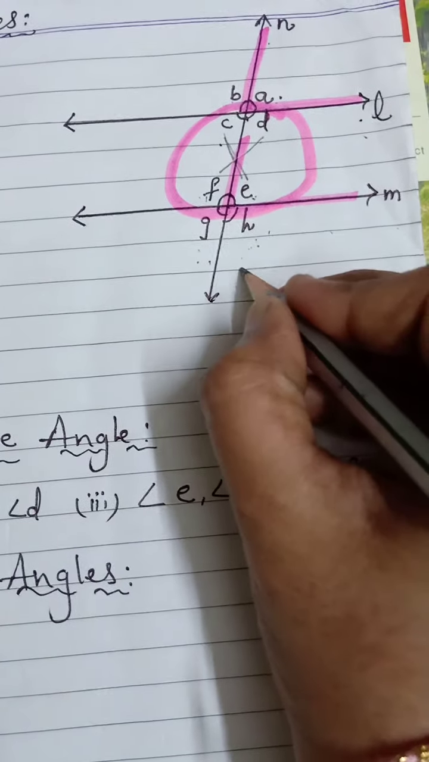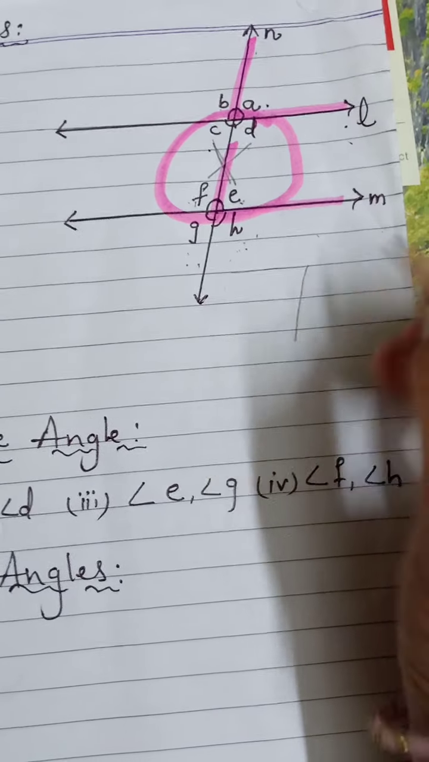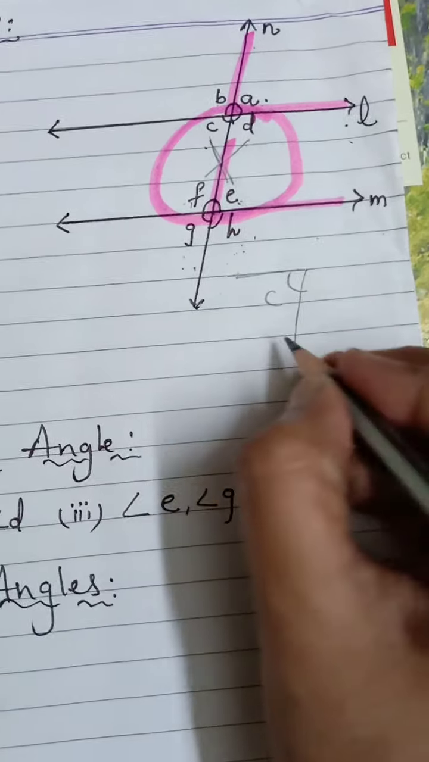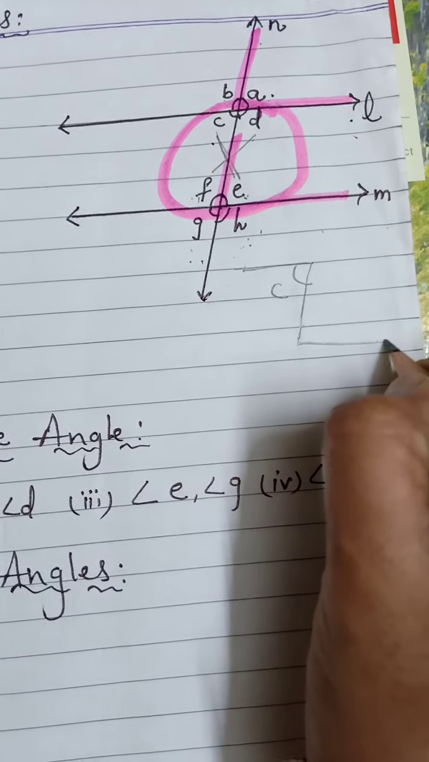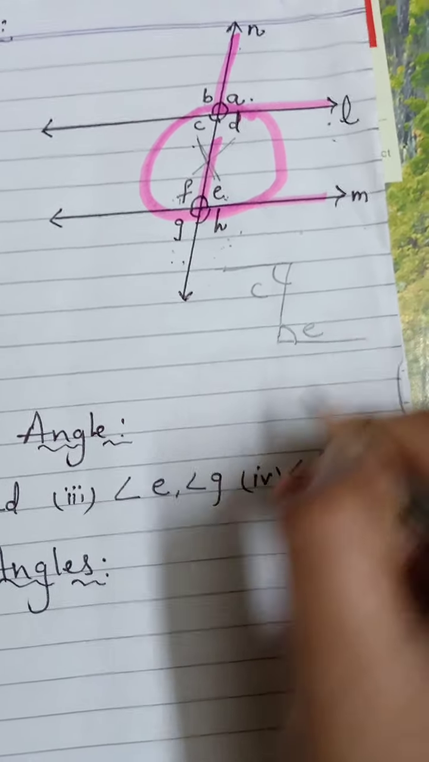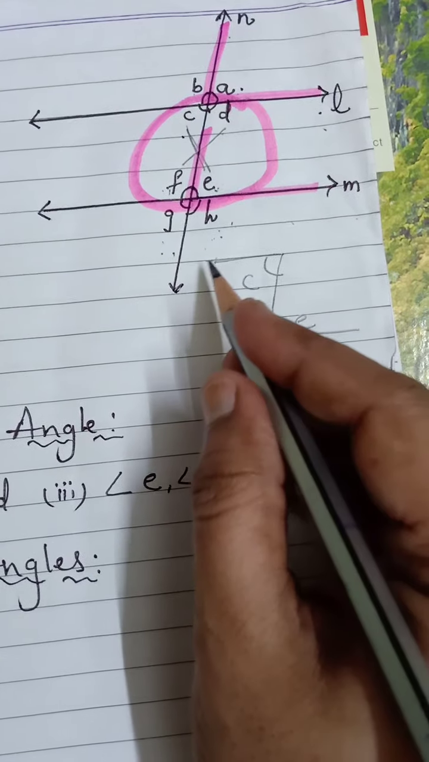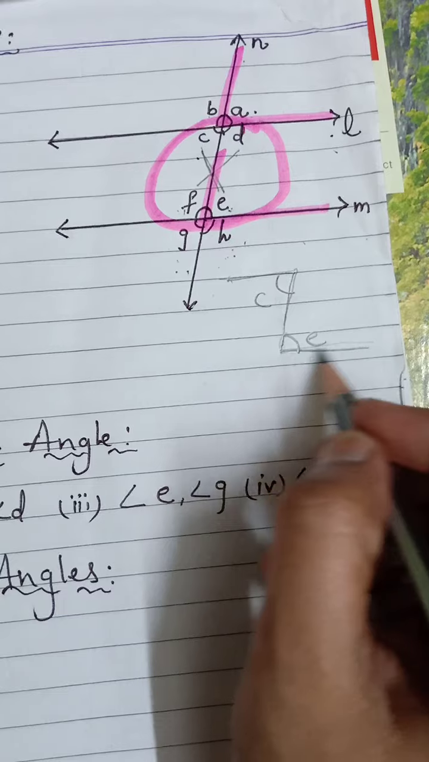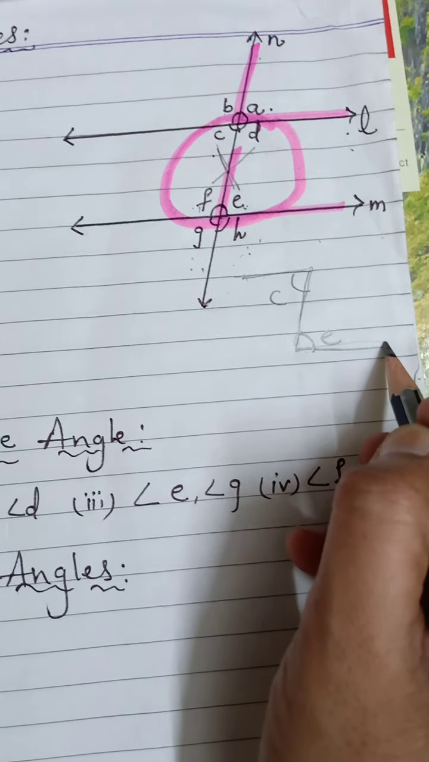Now see, if I take angle C, it will be in this way. This is angle C. Now with this angle C, if I take angle E, this is angle E. So C and E both are making a Z-type figure. Whenever the angles are making a Z-type figure, they are called alternate angles.